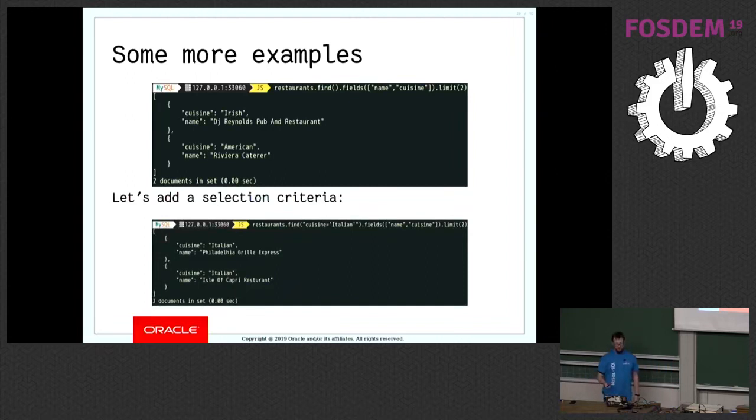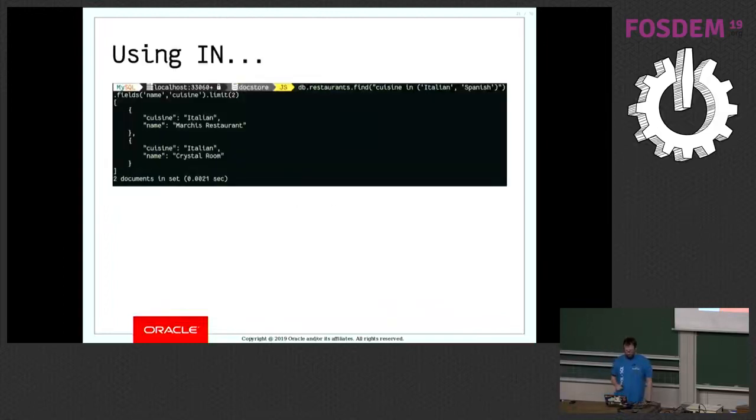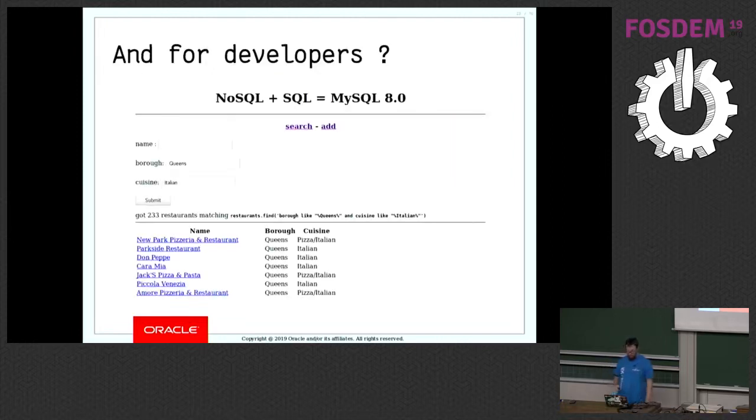We can add criteria. So we can say, okay, restaurant, I want to know Italian cuisine, and it runs, and we have Italian cuisine. I can use I want Italian or Spanish cuisine, right? And it does. Of course, here you have the first 2 are only Italian, but it would work.